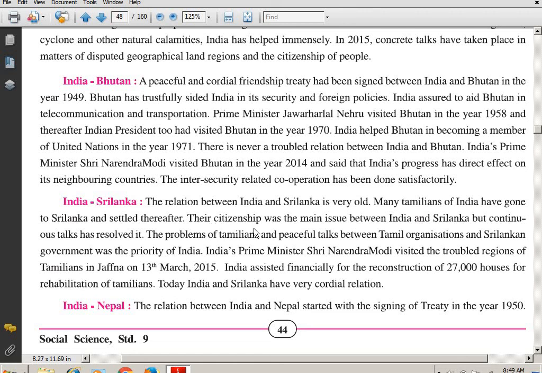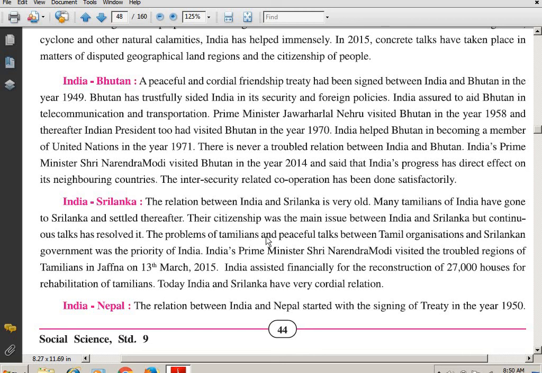Their citizenship was the main issue between India and Sri Lanka, but continuous talks have resolved it. For the people who have gone from Tamil Nadu to Sri Lanka, which country do they belong to? Do they belong to Sri Lanka or are they part of India? Which citizenship should be given to them? That was the main issue between India and Sri Lanka. But through continuous talks between India and Sri Lanka, that problem has been resolved.